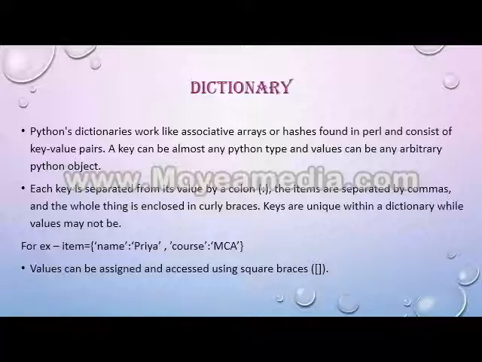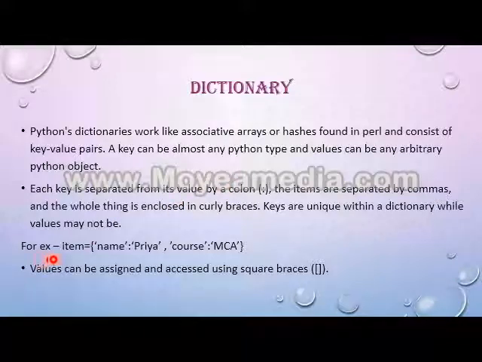Each key is separated from its value by a colon. The items are separated by commas and the whole thing is enclosed in curly braces. Keys are unique within a dictionary while values may not be. So we will see this with an example.